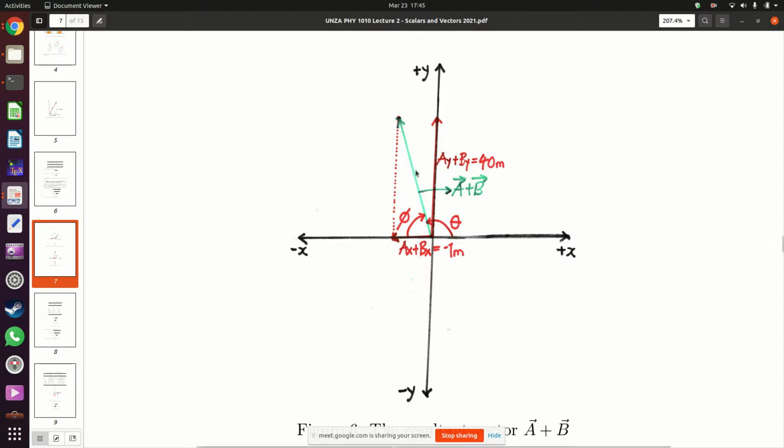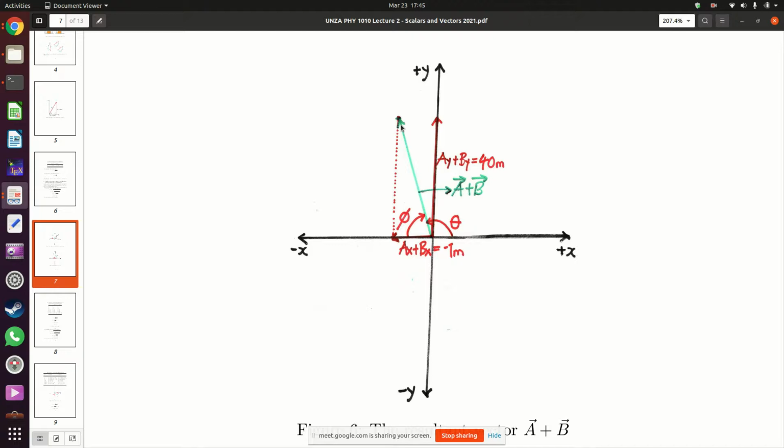This green line is what you call A plus B, the resultant. Are we clear? This green line is the resultant A plus B. So that's how you find the resultant in a picture way. And we have already worked out the size of this resultant A plus B is 40 meters. So what is needed now is the angle this vector makes with the positive x-axis.